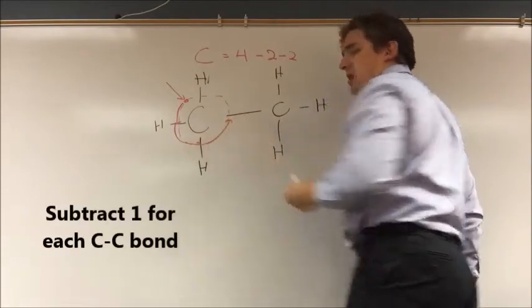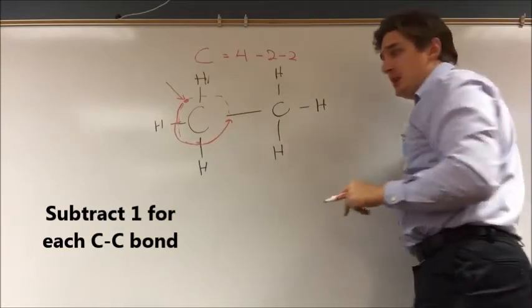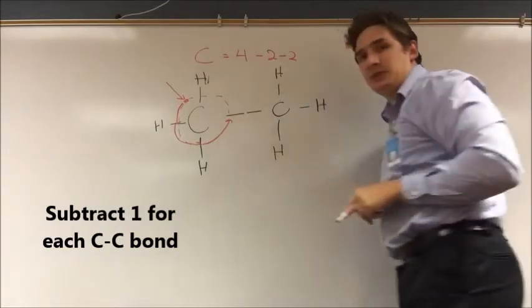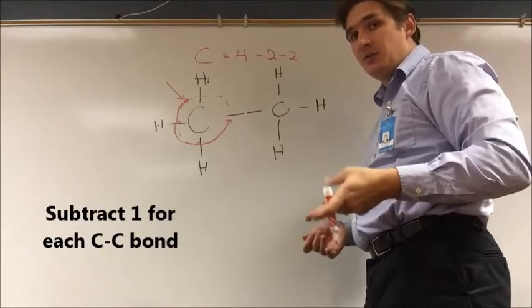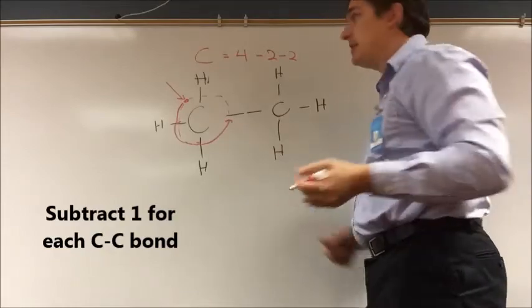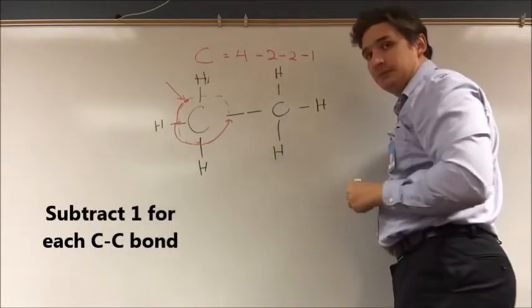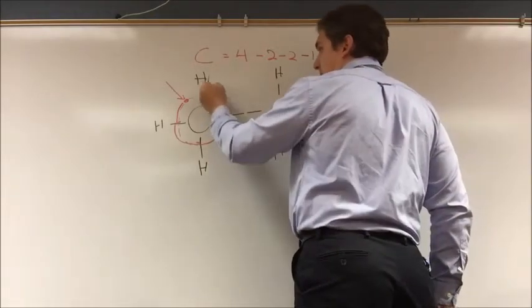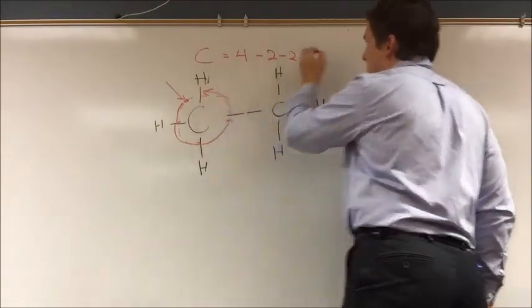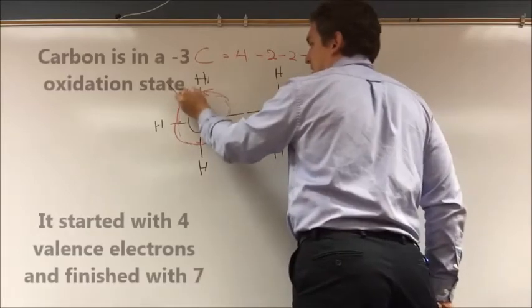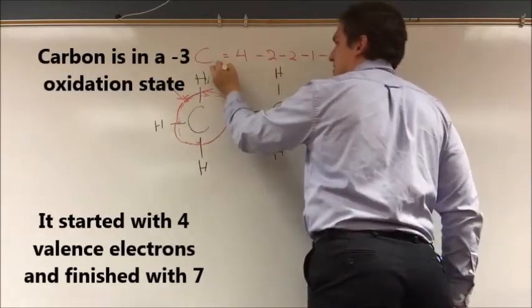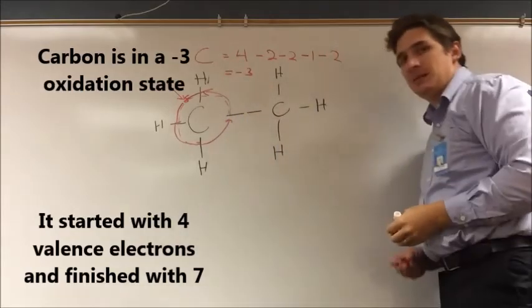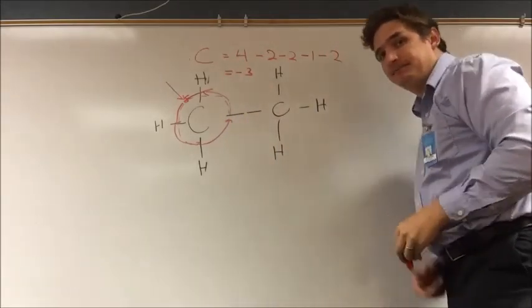Now when we get to the carbon-carbon bond, we're only going to subtract off 1. The reason is that this bond consists of 2 electrons, 1 donated from each carbon. Well, carbon's not more electronegative than carbon, so the best they can do is pull their electrons back out. In this case, we're going to have a minus 1. Work our way around. One last carbon-hydrogen bond will give us a minus 2. And then when we finish up, we have 4 minus 2 minus 2 minus 1 minus 2, which will give us carbon with a minus 3 oxidation state.